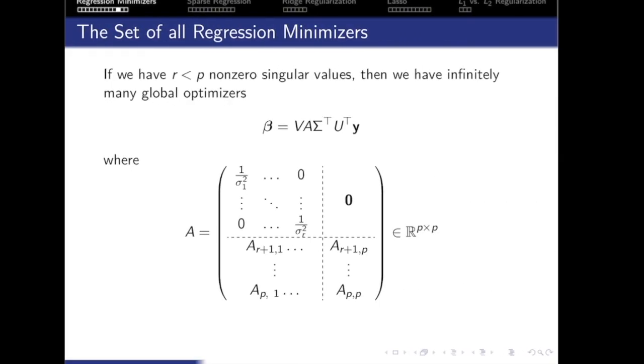Now, if we take this shape of sigma transpose times sigma and calculate a bit around with it, then we see that if we have r smaller than p non-zero singular values, then we have infinitely many global minimizers. So we get one solution for any matrix A, where A is defined as it is given here. Here we have the invertible part of our singular value matrix, and here we have a random part. So this is a random matrix.